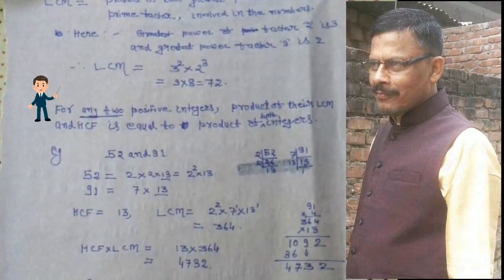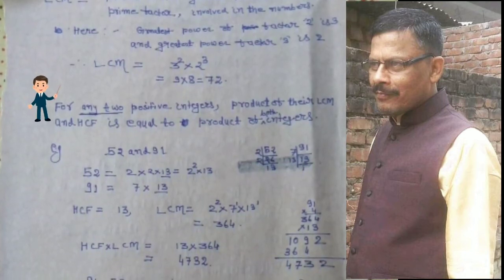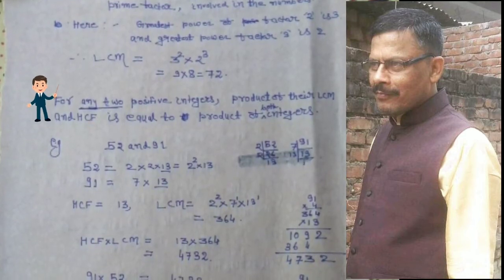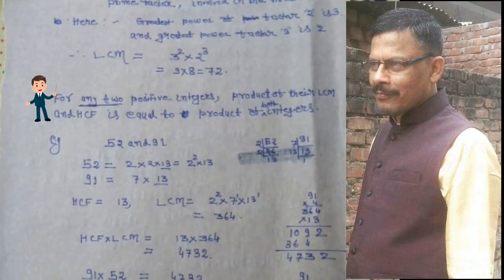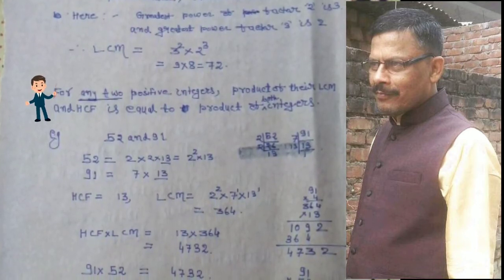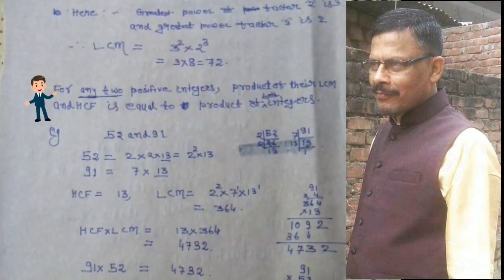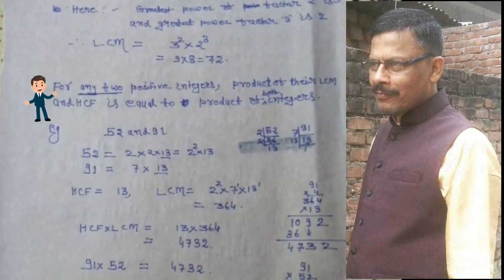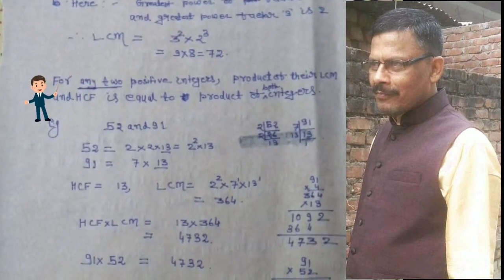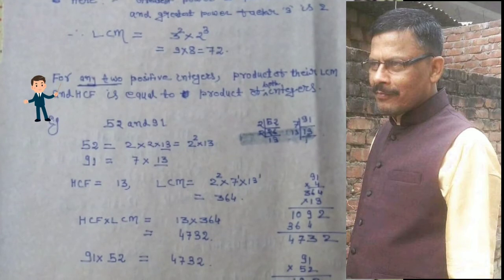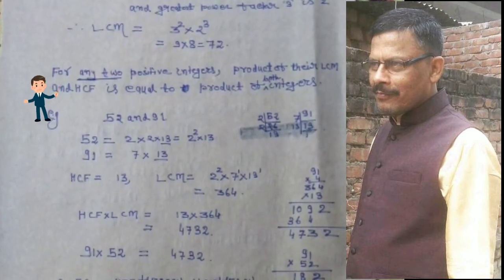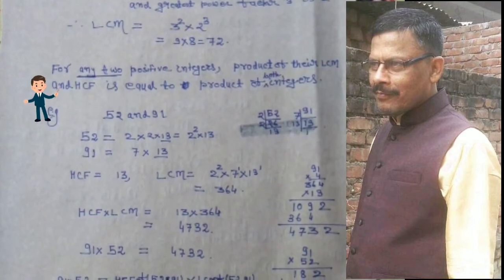LCM is the product of the greatest power of each prime factor involved in the numbers. Here, the greatest power of 2 is 3 and the greatest power of 3 is 2. Therefore, LCM is equal to 3 square into 2 cube, which is 9 into 8, 72. So, for any two positive integers, the product of their LCM and HCF is equal to the product of both integers.